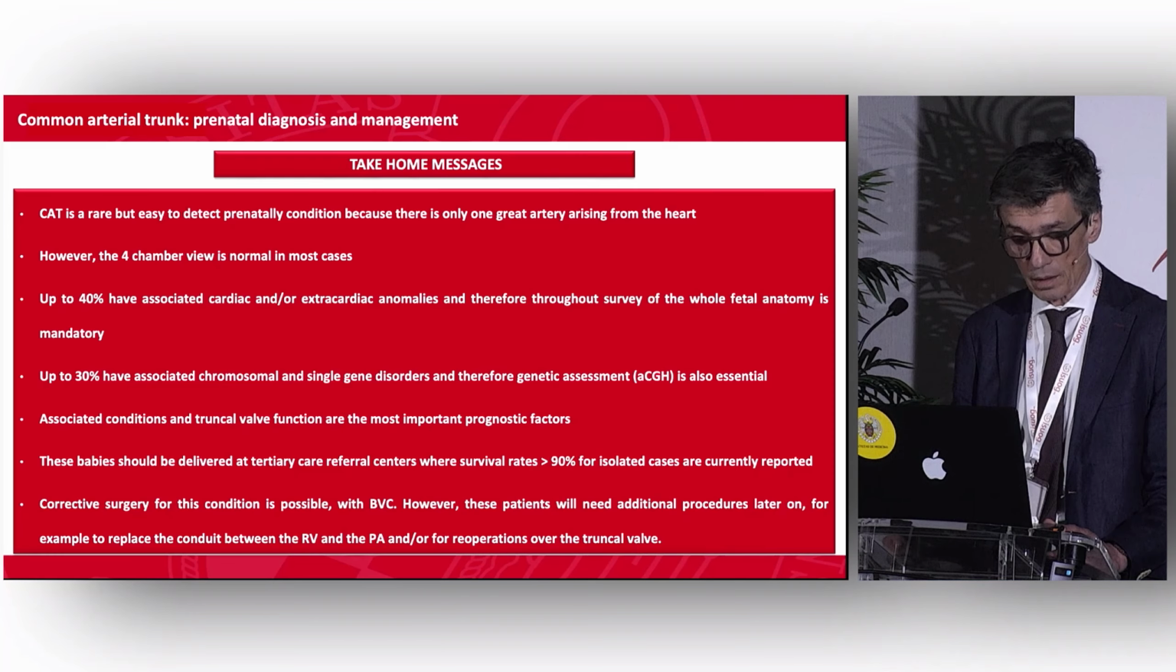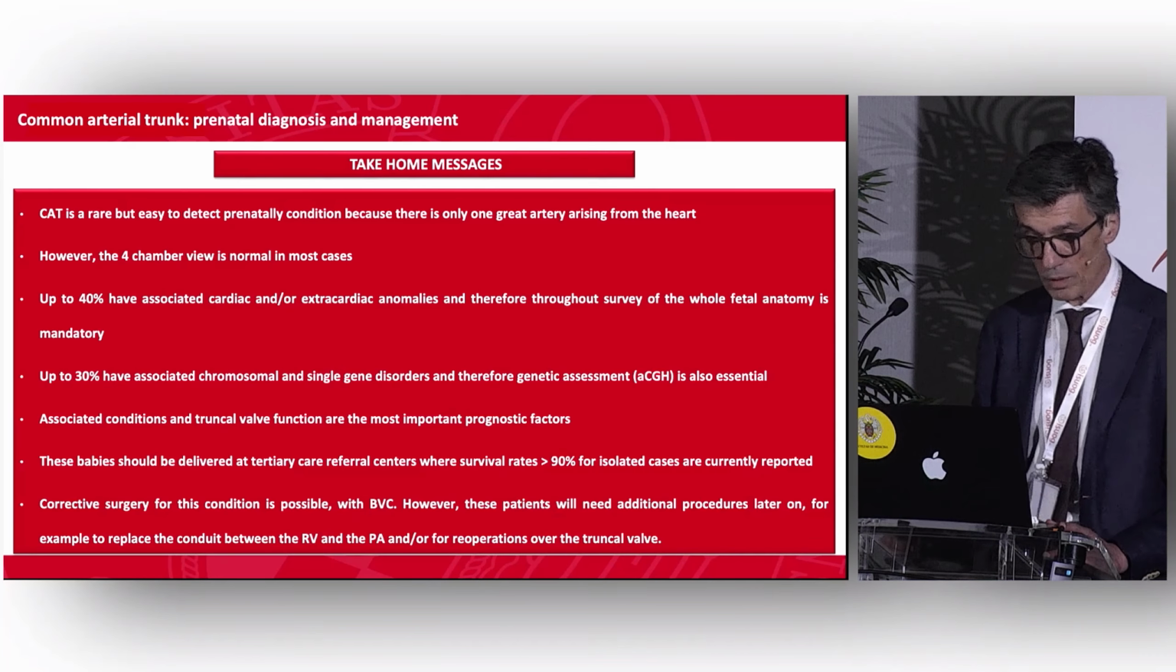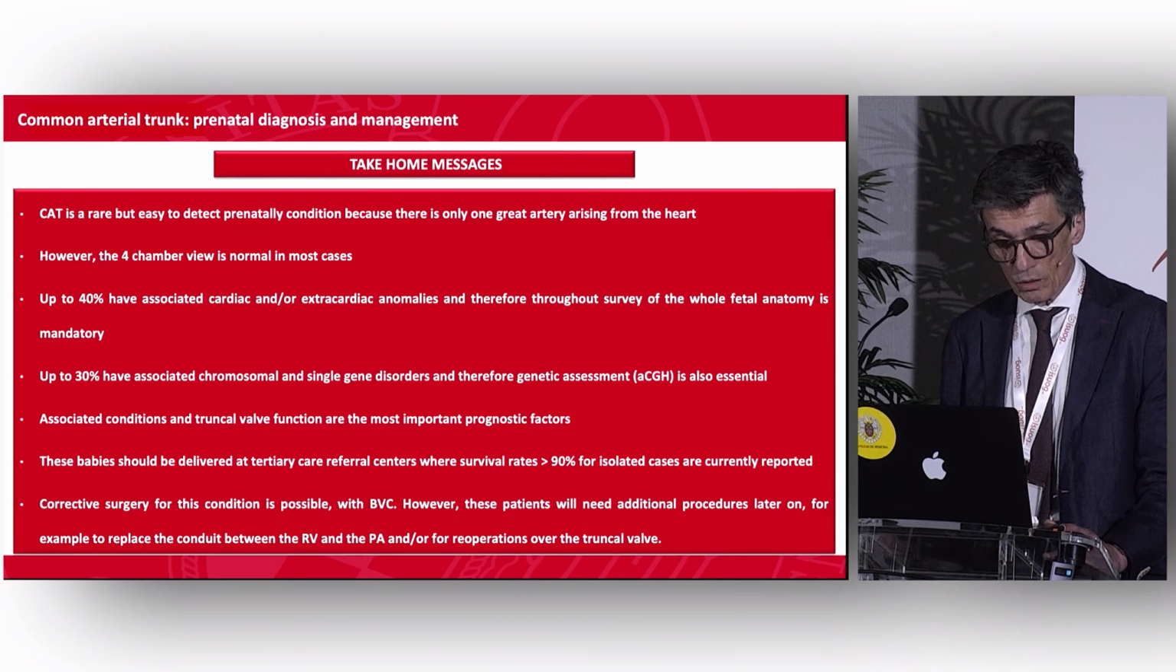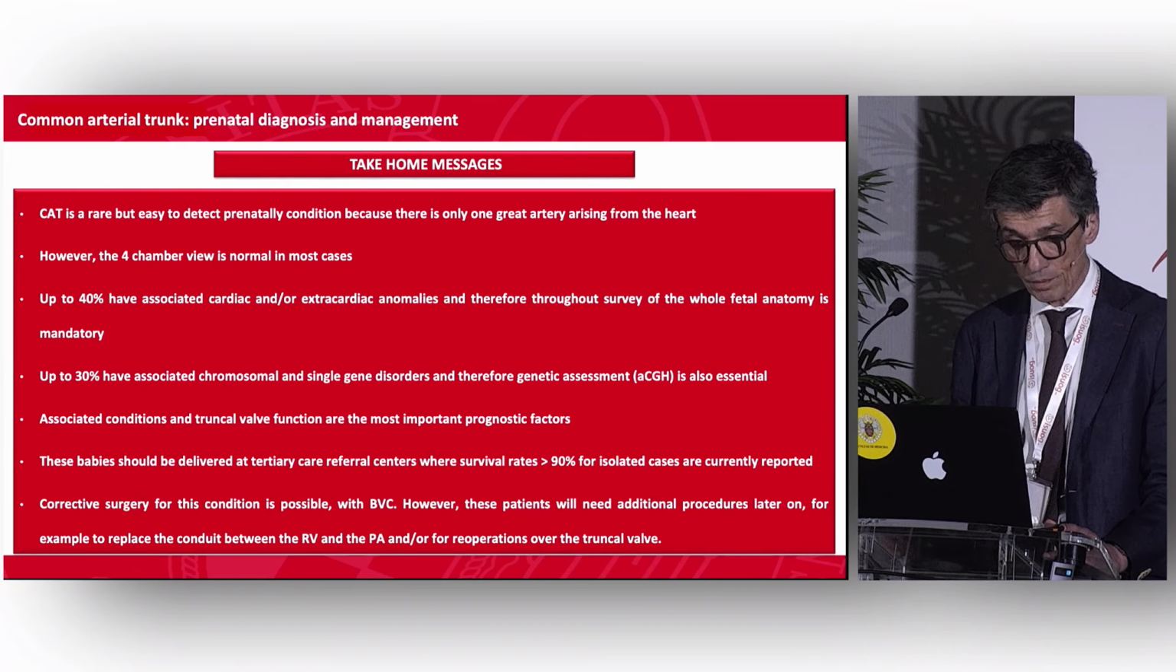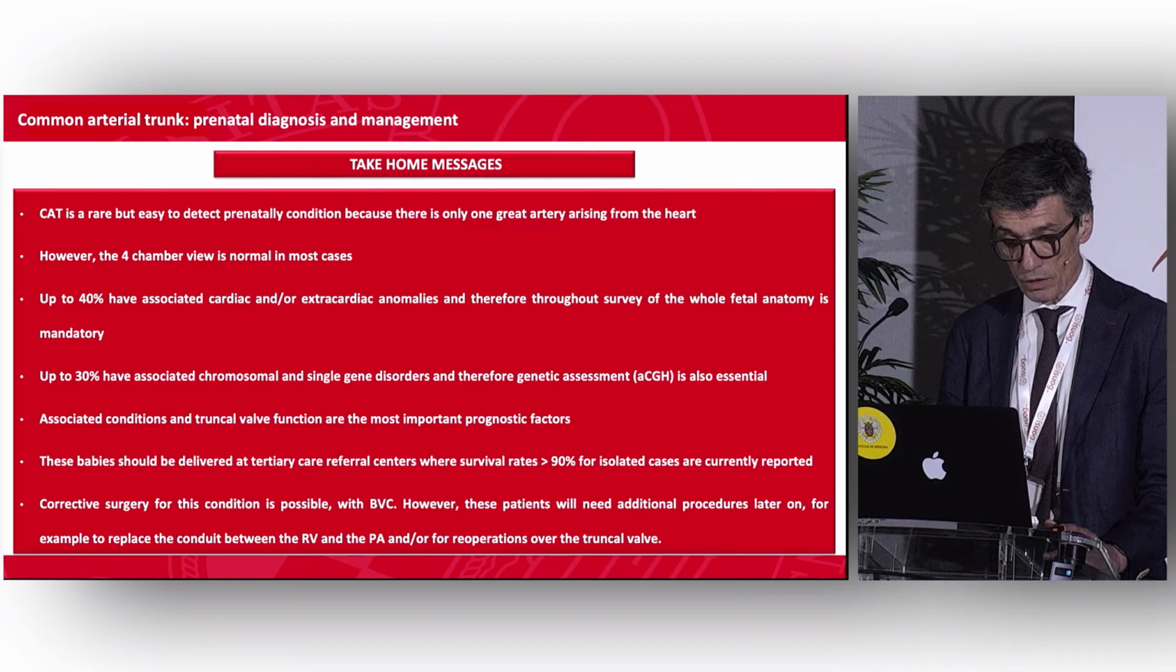Up to 30% have associated chromosomal or single gene disorders, and therefore genetic assessment is also very important. Associated conditions and truncal valve dysfunction are the most important prognostic factors. This baby should be delivered at tertiary care referral centers, where survival rates of around 90% for isolated cases are currently reported. And finally, corrective surgery for this condition is possible, achieving biventricular circulation.